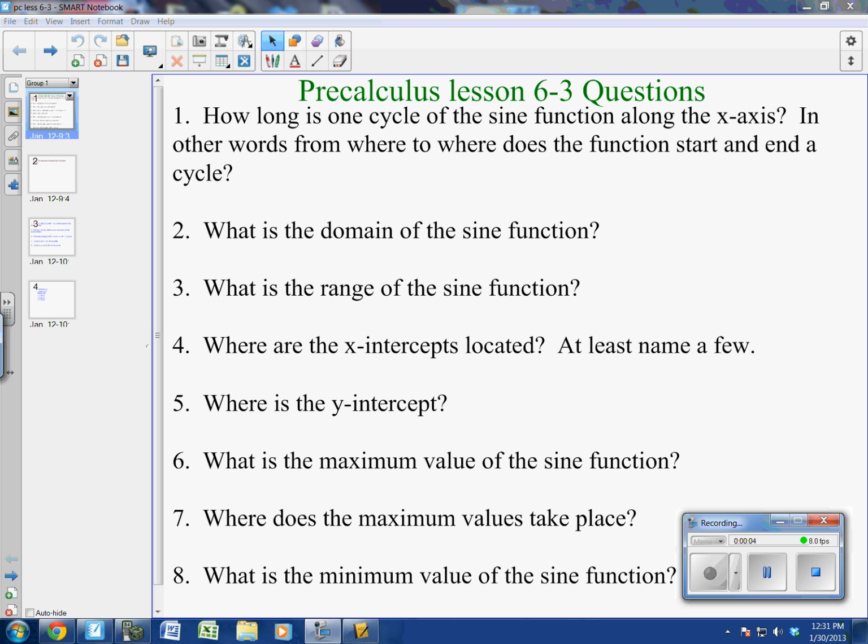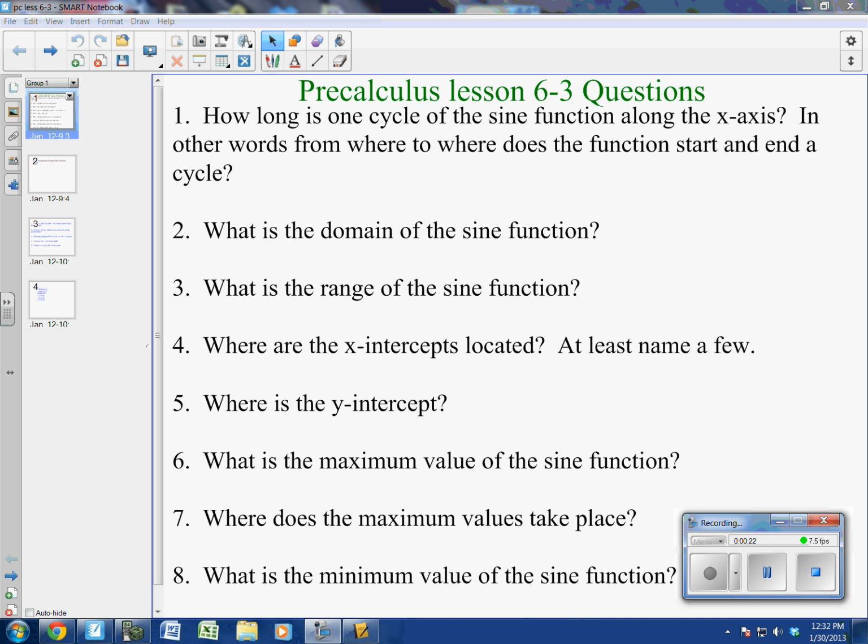Okay, so today we're going to learn about the properties of the cosine and sine functions. We're going to start with the sine function. We're going to answer this question: how long is one cycle of the sine function? Anybody figure it out?